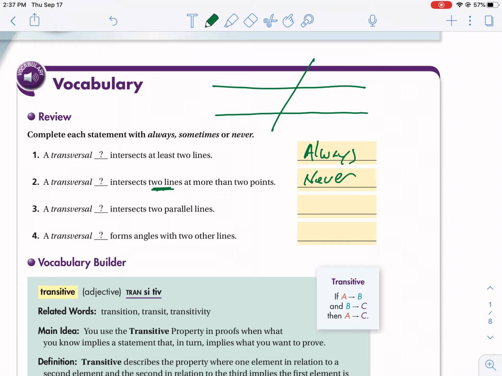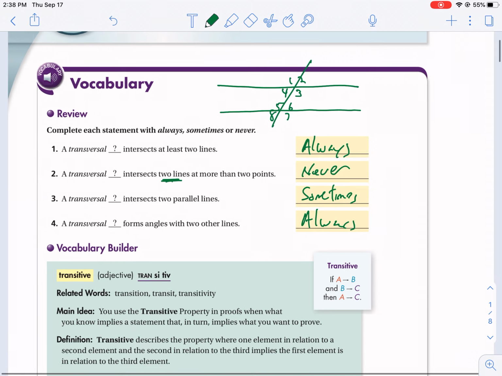Next one, a transversal sometimes intersects two parallel lines. And again, this transversal creates 8 angles, and we have names for those relationships that you must memorize, and be able to identify them. But when those lines are parallel, we don't just know the names of the relationships, we know something about congruency or supplementary. So number 4, a transversal always forms angles with two other lines. That's those 8 things. It's always.